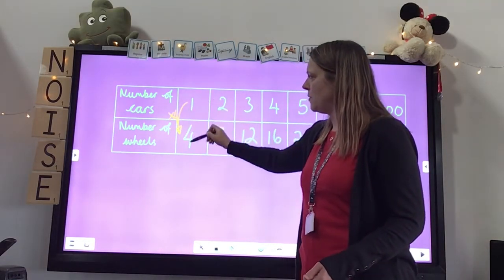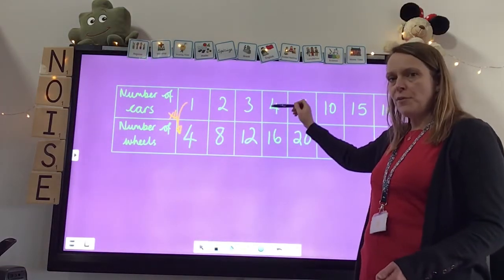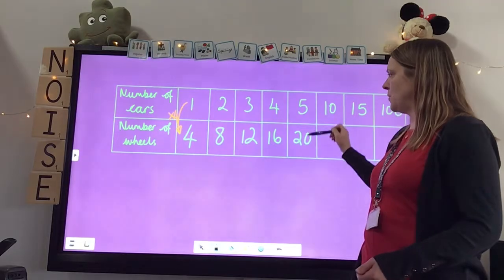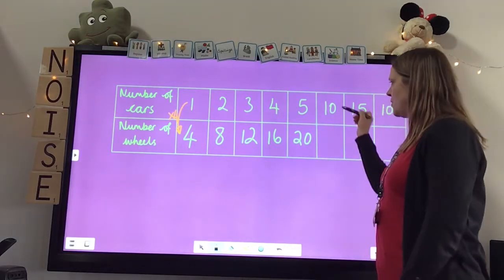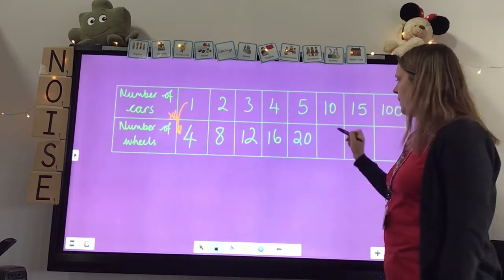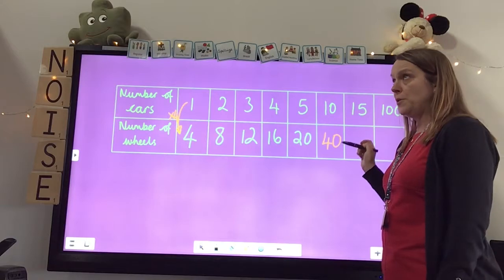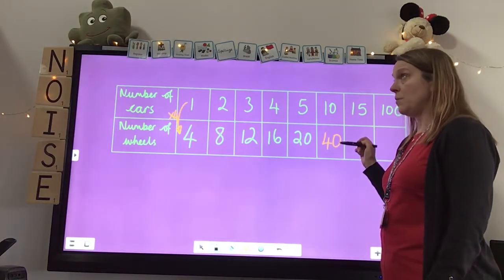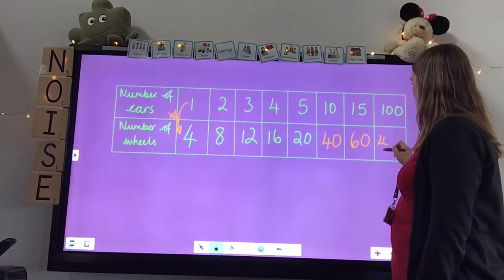So 1 times 4 is 4, 2 times 4 is 8, 3 times 4 is 12, 4 times 4 is 16, 5 times 4 is 20. So that means I don't have to go, right, 6 times 4 is 24. I can go straight to 10 times 4 is 40. 15 times 4, well, 2 15s are 30, so another double that again is 60. And then 4 times 100 is 400.